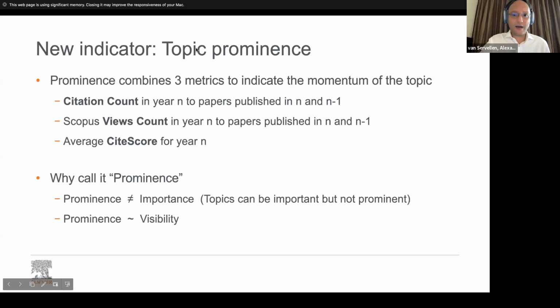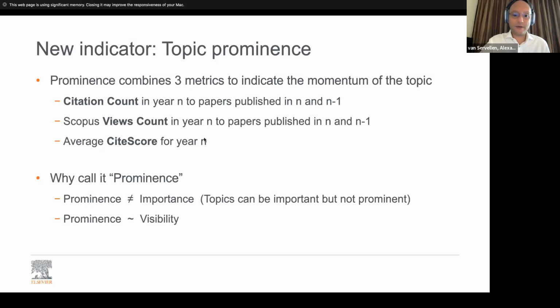So I mentioned that every topic has a prominence indicator. We rank the topics so that you can see which topics are relatively prominent and which ones are less prominent. That prominence indicator is based on three indicators: the citation count in the last year, the view count, so the number of times the papers were viewed in the last year, as well as the CiteScore, so the relative quality of the journal in the most recent year.